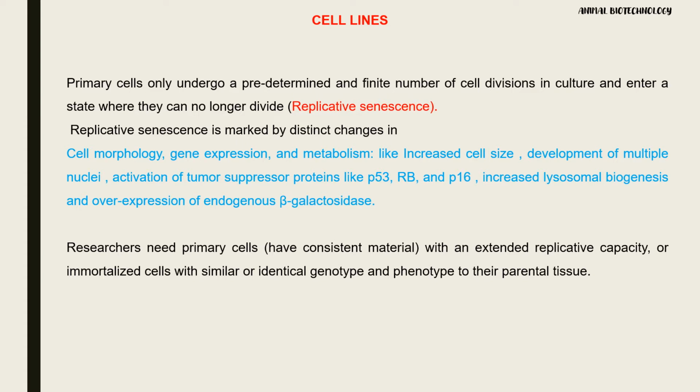The primary cell cultures are finite and then enter a phase of senescence. The cells may become multinucleate, enlarge in size, lose their adhesive properties, and may lose the inherent tissue or cell characteristics. This is a disadvantage in research.